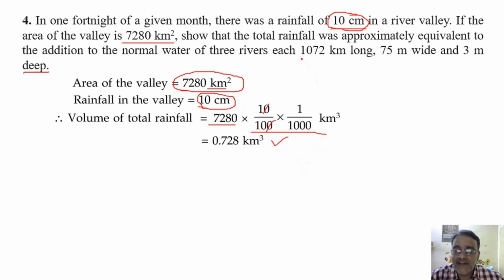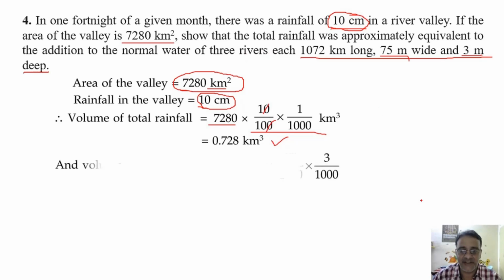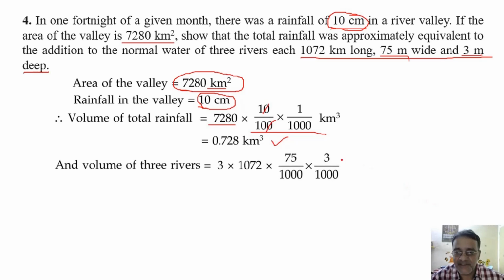Now we are going to find the volume of 3 rivers. Okay, 3 rivers each. The length is given 1072 kilometer and the width is given 75 meter. 75 meter means 75 upon 1000 kilometer. 3 meter means 3 upon 1000 kilometer. So this is in the form of cuboid, length into breadth into height. So 3 rivers means we have to multiply with 3. Okay. So this step is clear.